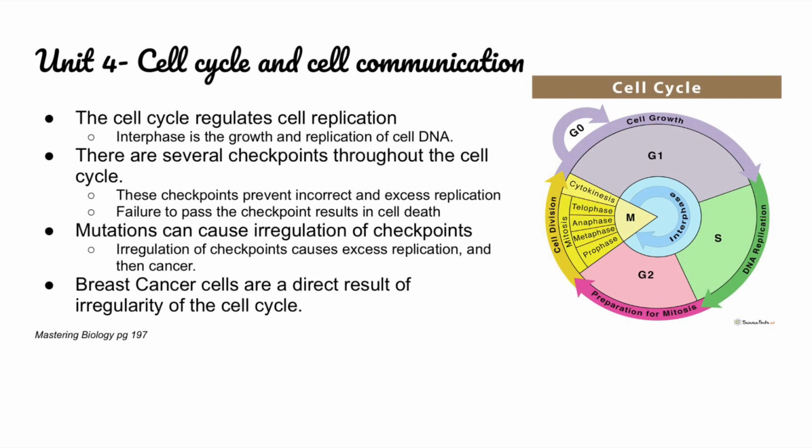Unit 4, cell cycle and cell communication. The cell cycle regulates cell replication. Interphase is the growth and replication of cell DNA. There are several checkpoints throughout the cell cycle. These checkpoints prevent incorrect and excess replication. Failure to pass these checkpoints results in cell death. Mutations can cause irregulation of checkpoints. Irregulation of checkpoints causes excess replication and then cancer. Breast cancer cells are a direct result of irregularity of the cell cycle.